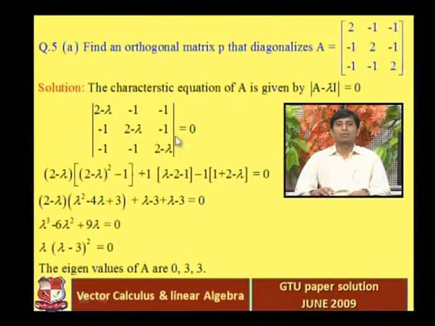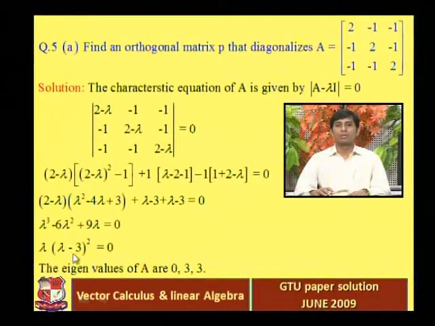Now you can see how to solve this determinant. 2 minus lambda into (2 minus lambda) square minus 1, plus 1 into minus 1 into 2 minus lambda, that is lambda minus 2, and then minus 1 into minus 1, that is minus 1, and then 1 minus 1 into 1 plus 2 minus lambda, that is equal to 0. So 2 minus lambda into lambda square minus 4 lambda plus 3, plus lambda minus 3, plus lambda minus 3, that is equal to 0. So finally we get lambda cube minus 6 lambda square plus 9 lambda, that is equal to 0.